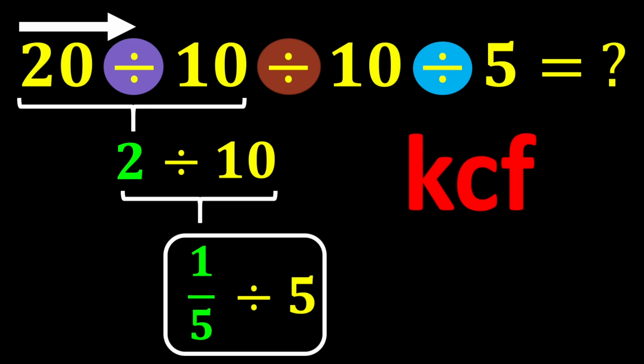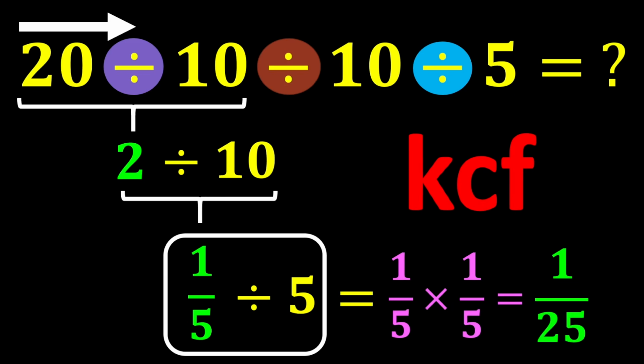According to this rule, we keep the first number as it is, change the division sign to multiplication, and flip the second number. According to the KCF rule, we write 1 over 5 as it is, the division changes to multiplication, and we flip 5. 1 over 5 multiplied by 1 over 5 gives us 1 over 25, which is our final answer.